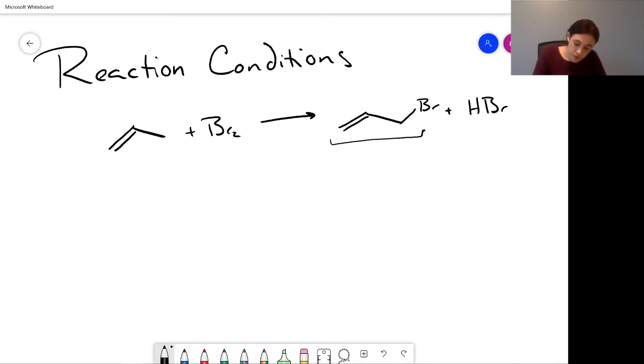However, what we do also see in these conditions is the formation of this product as well. So we get a mixture of these two products, one where we get the radical reaction, another where the bromine adds across the double bond. So we see this product, which comes from a competing electrophilic addition reaction.